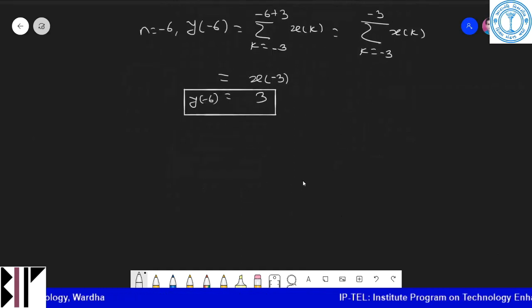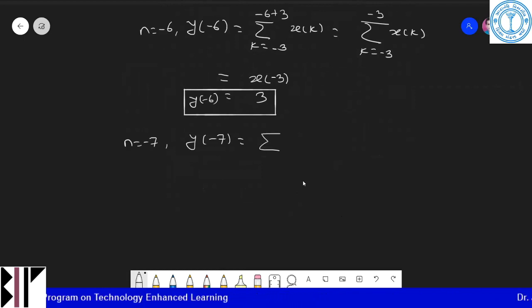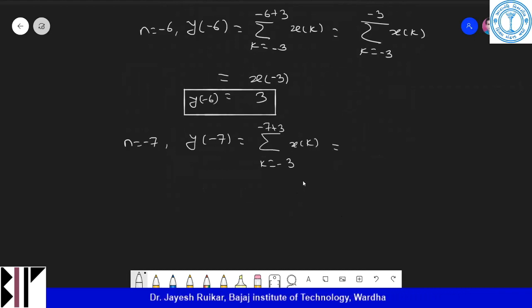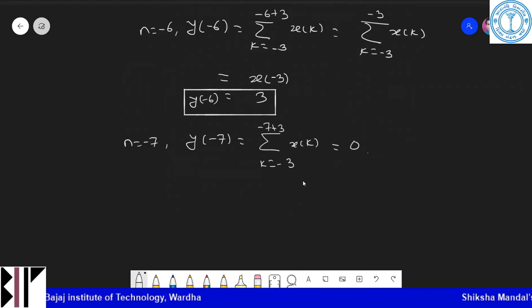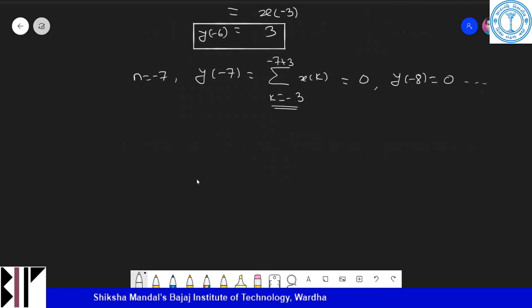When we put n equals minus 7, we have to calculate y of minus 7. Its value is nothing but summation k goes from minus 3 to minus 7 plus 3 of x of k, so all the values will be equal to 0. For y of minus 8, its value is equal to 0, and so on, because we have k going from minus infinity. So now we know all these values.